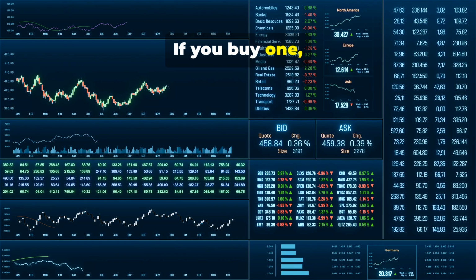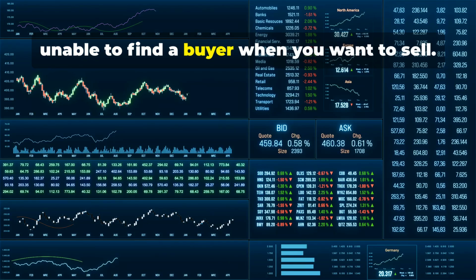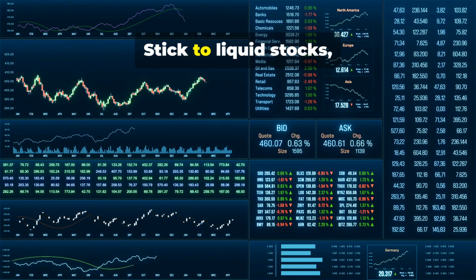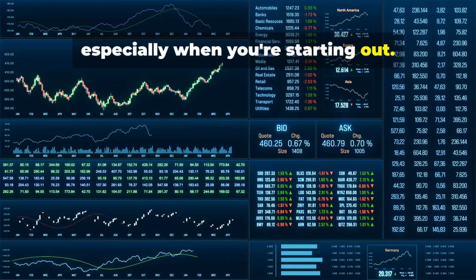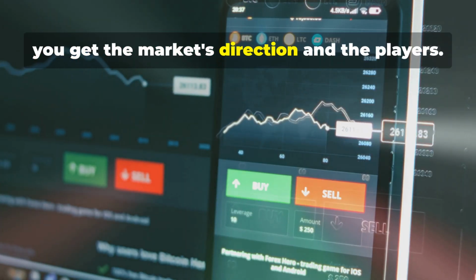If you buy one, you might get stuck, unable to find a buyer when you want to sell. Stick to liquid stocks, especially when you're starting out. Okay, you get the market's direction and the players.